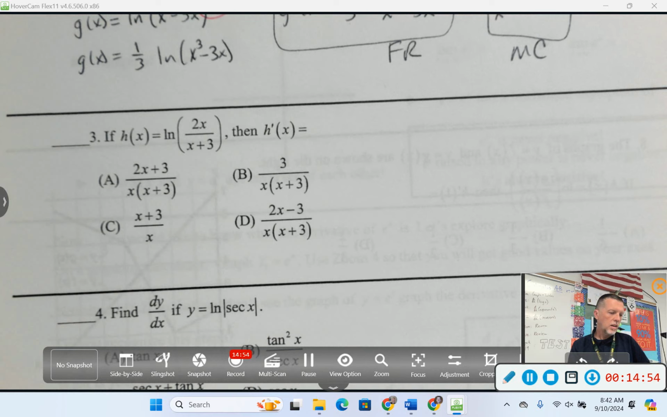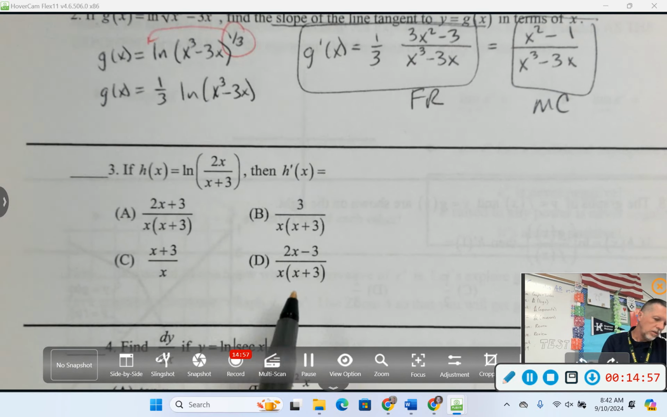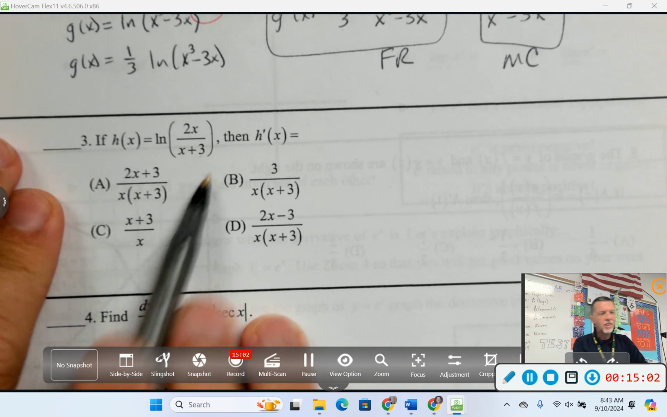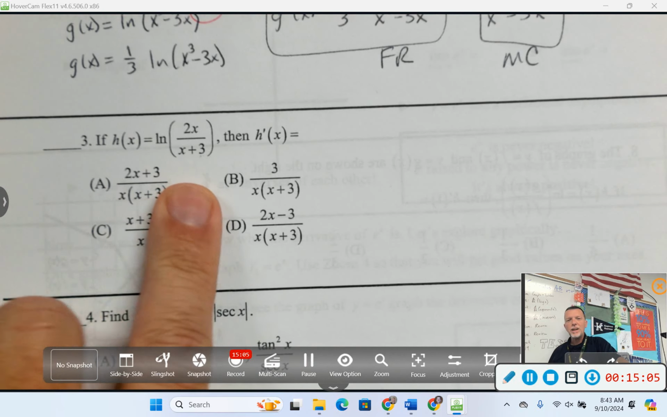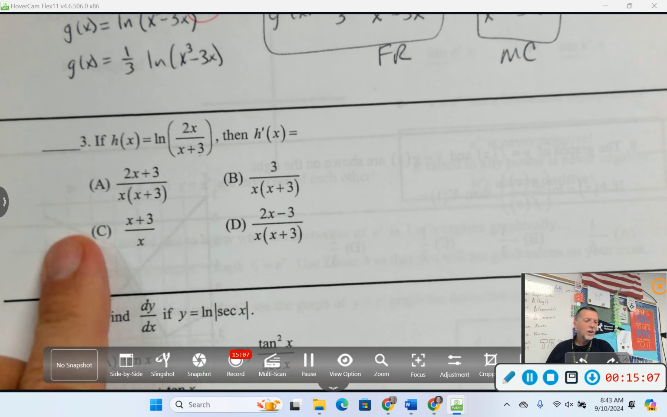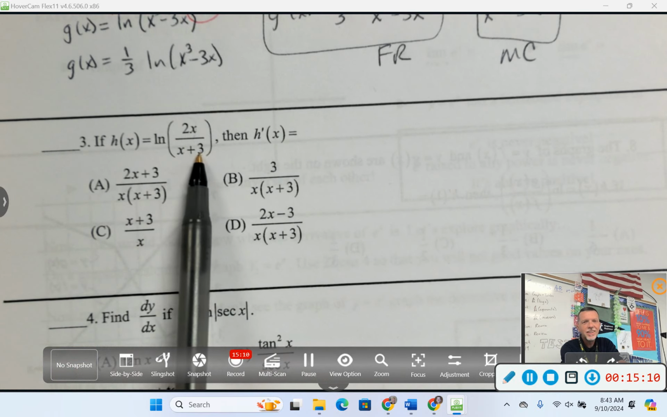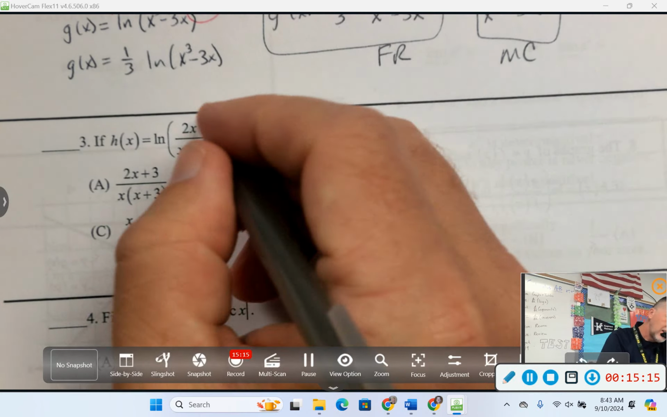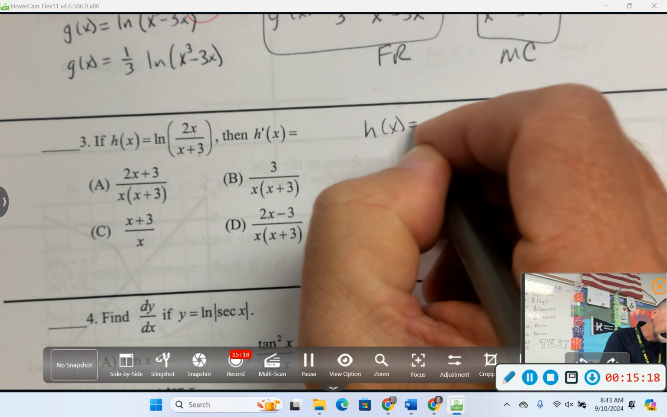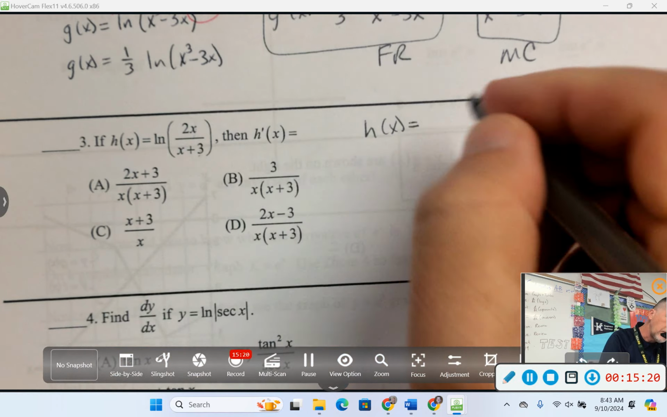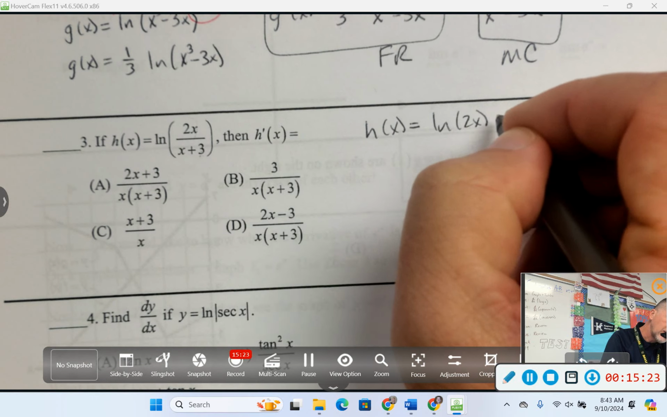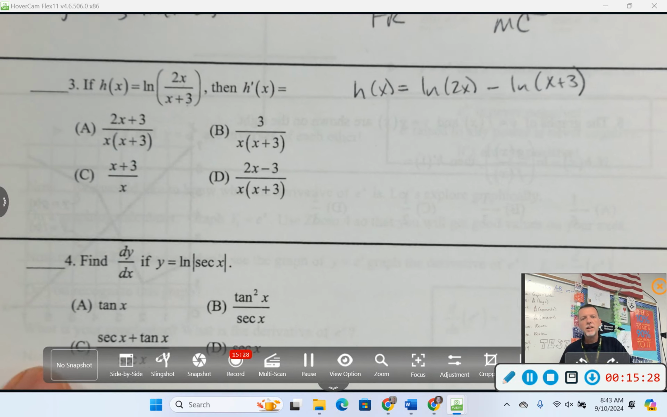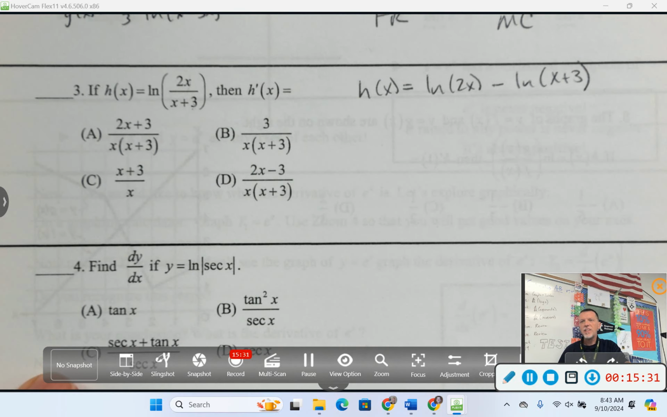Number 3. It looks like we're going to have to use the quotient rule. Right? So the ugly way would be, and I'm not doing this, so don't write this down, 1 over the argument, and then we'd have to use the quotient rule on that thing. So that'd be terrible. Instead, let's do algebra first, and split this up into natural log of 2x minus natural log of x plus 3. Much nicer.